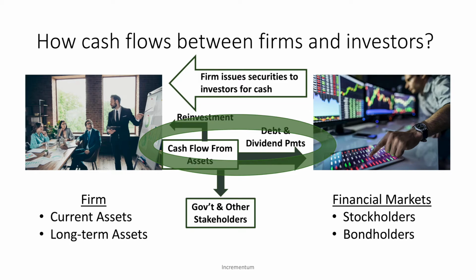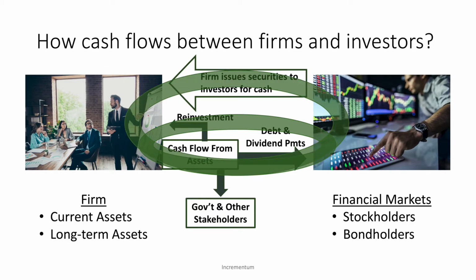It will generate more cash flow from assets, pay its taxes and so on, make debt payments to the bondholders, potentially dividend payments to stockholders, and then reinvest the money. So this larger cycle can happen more than once. Whenever the firm comes to an opportunity where it needs a very large amount of cash that it doesn't have, it will need to raise it from the financial markets. And then the smaller cycle continues again.